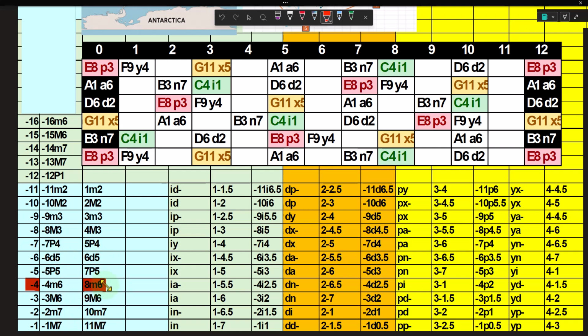Therefore, I can either go forward 8 to be a minor 6, or backwards 4 to be a minor 6, or I could go backwards 4 plus an octave, or minus 12, right? Or backwards 16, a negative 16 minor 6.